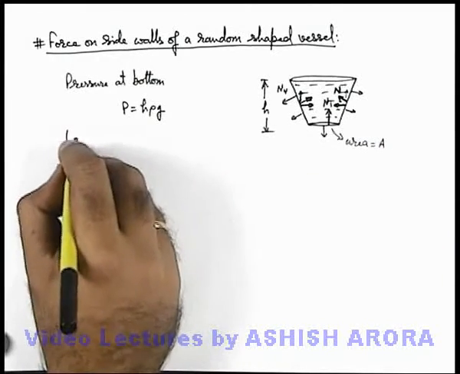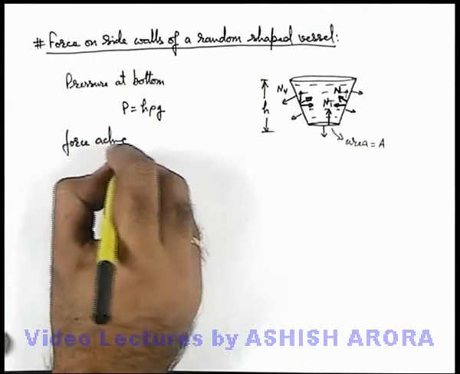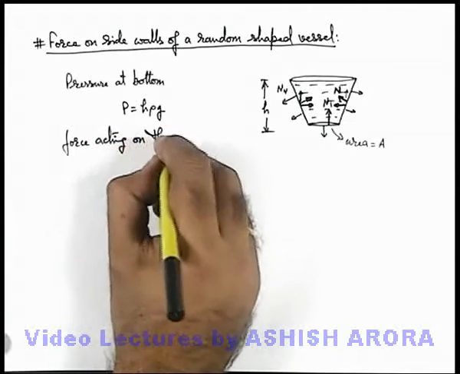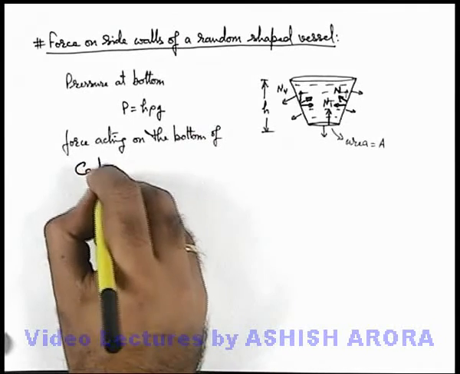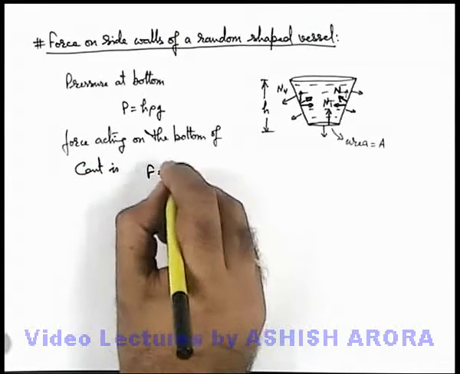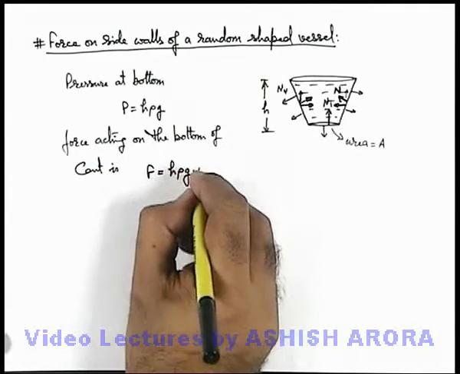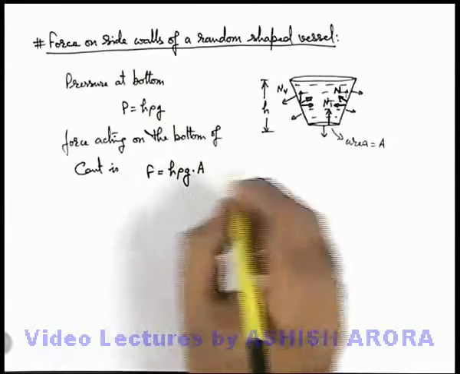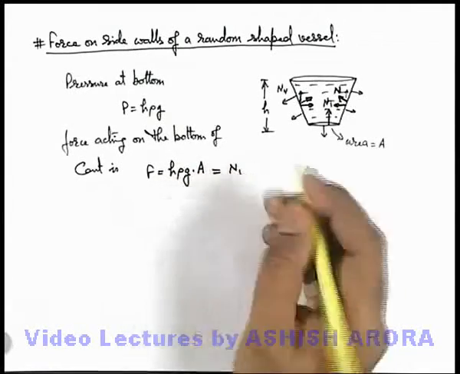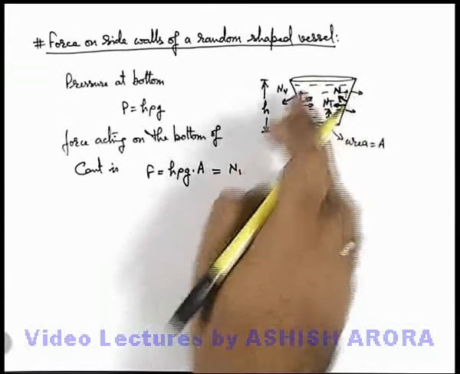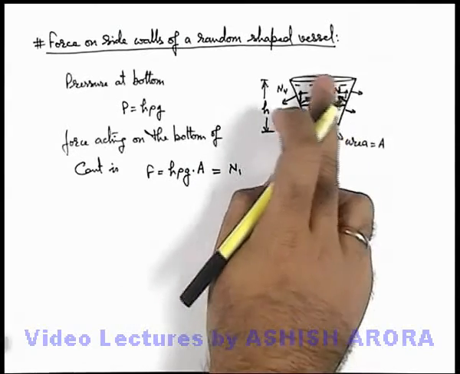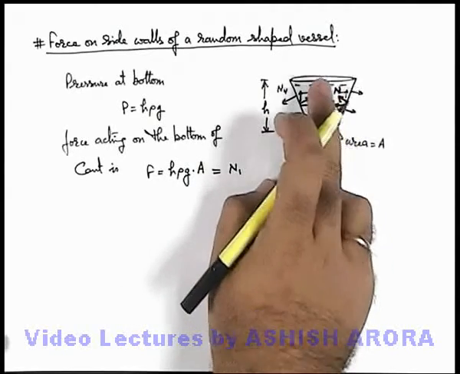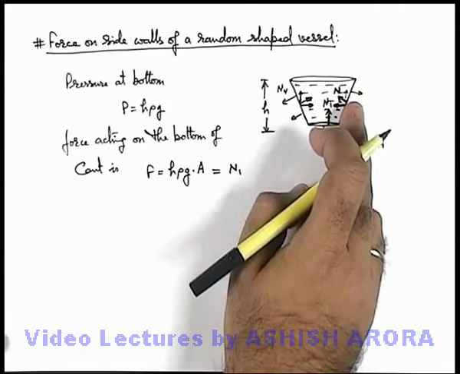So we can find the force acting on the bottom of the container. This force can be directly written as H rho g multiplied by the area. And this is basically the normal reaction N1 which the bottom is exerting on the fluid. In this situation, we can state the weight of this liquid is more than this normal reaction, as it is balanced by the side walls also.